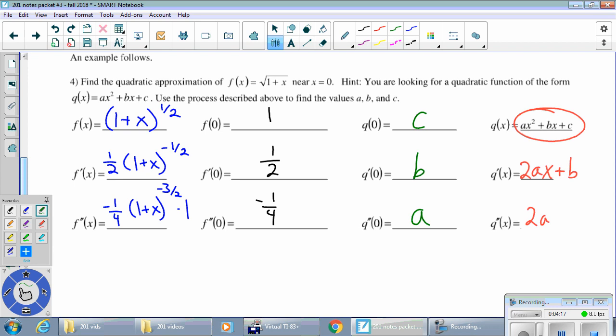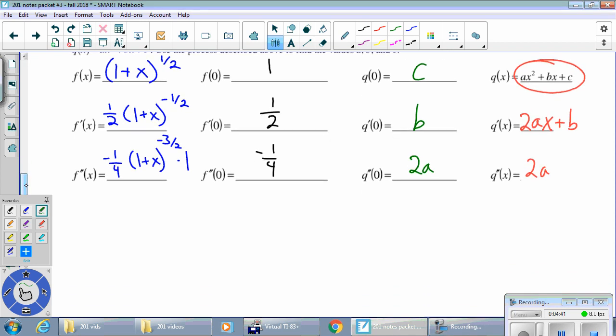Don't be fooled. The pattern is not just CBA. If you plug 0 in here, q double prime of 0, well, there are no x's to plug 0 into. Q double prime is always 2a. So q double prime of 0 is 2a. In fact, q double prime of anything is 2a. Okay, and now we are going to equate the things in the 2 middle columns.